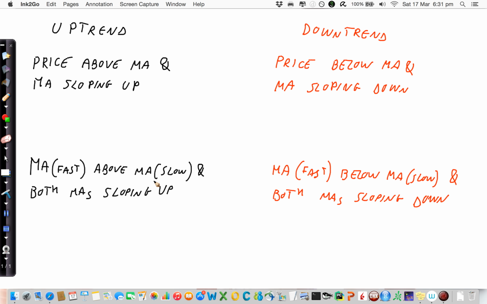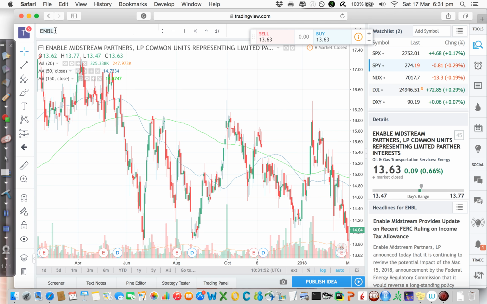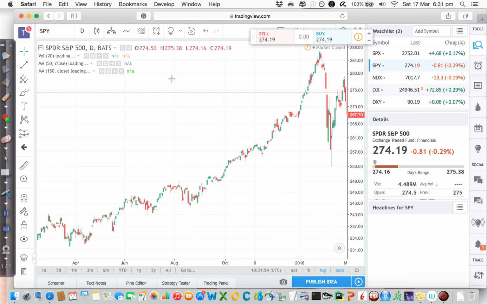And I would use this as a filter. It means if you want to go long, you want to be in a situation where you are in an uptrend. I will not use this just to decide to buy and sell. What I mean is, for example, let's take again the S&P.